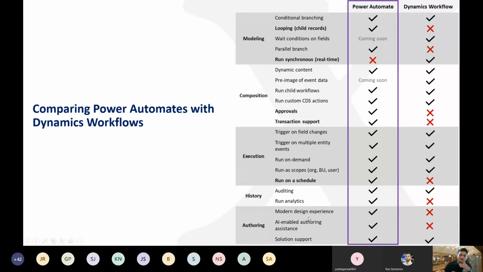So as you know, we also have a modern design experience in Power Automate, where we don't have that in the Dynamics workflows. And we can also use some AI analytic authoring assistance in Power Automate. So you can build your own AI models in the AI Builder of the Power Platform, and then you can use it in your flows.